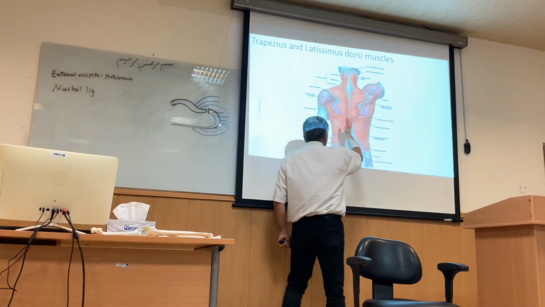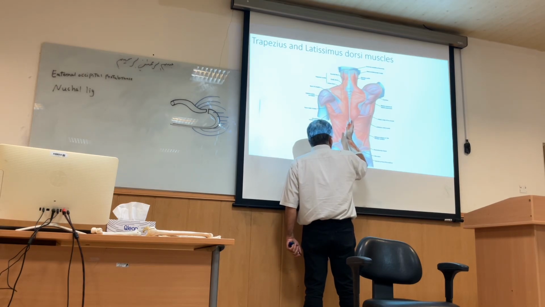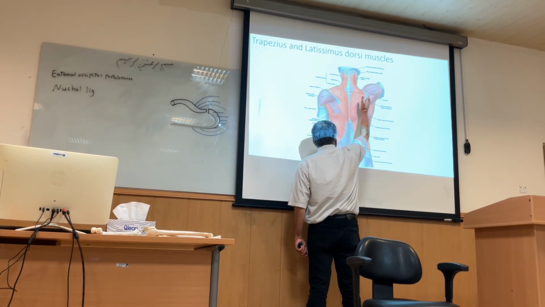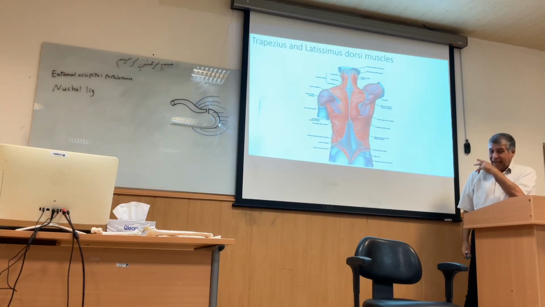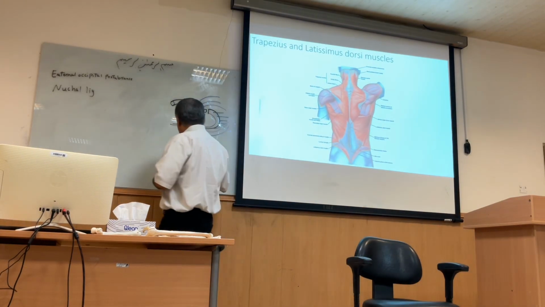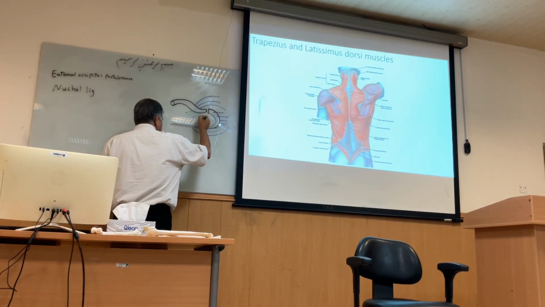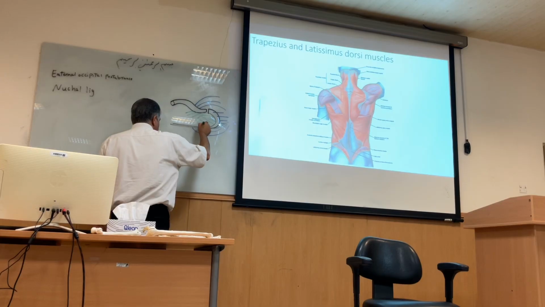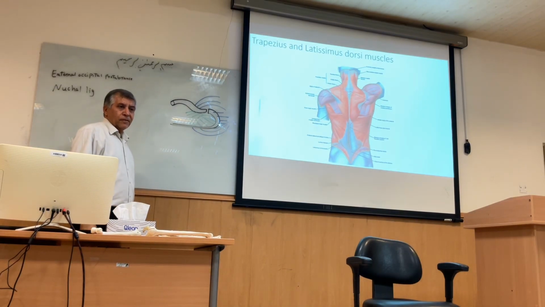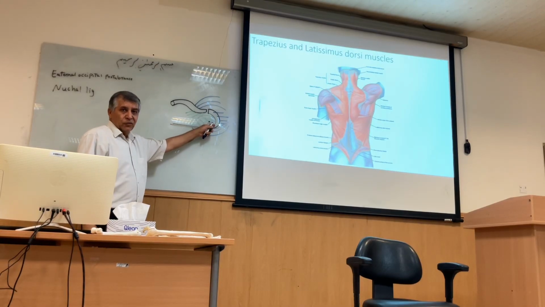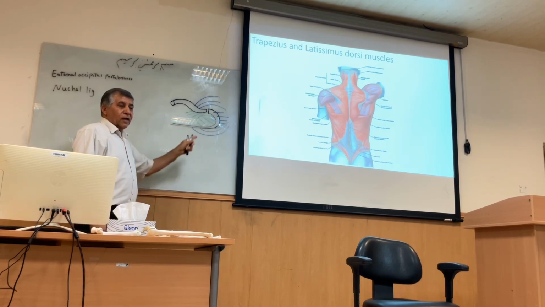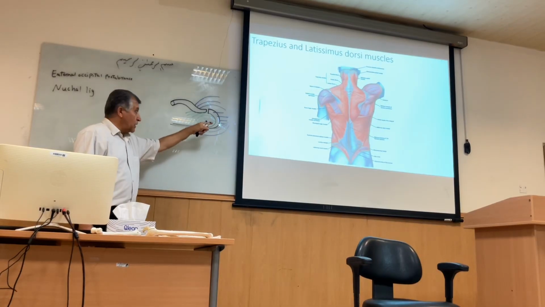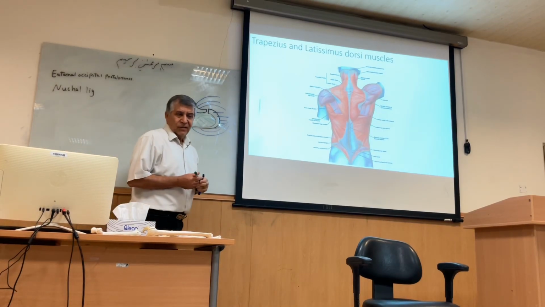These fibers move laterally toward the shoulder joint and attach here. They attach to the clavicle, acromion, and upper border of the spine of the scapula. The origin of deltoid is the insertion of trapezius.